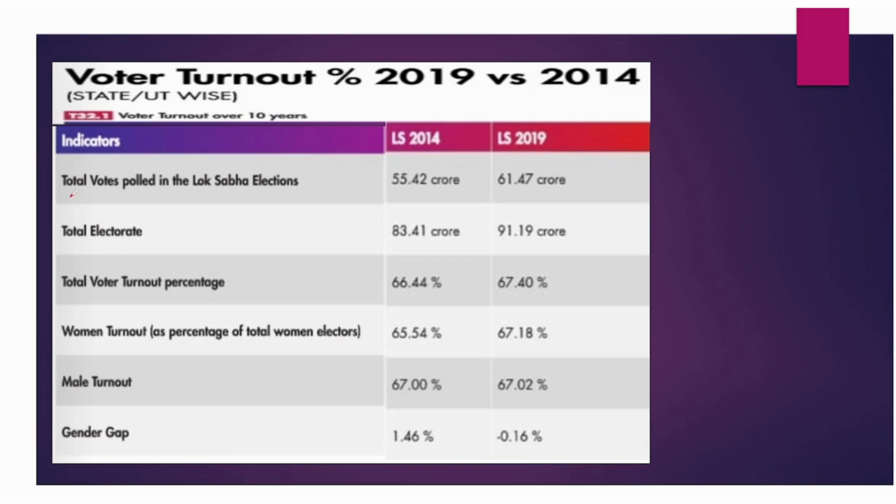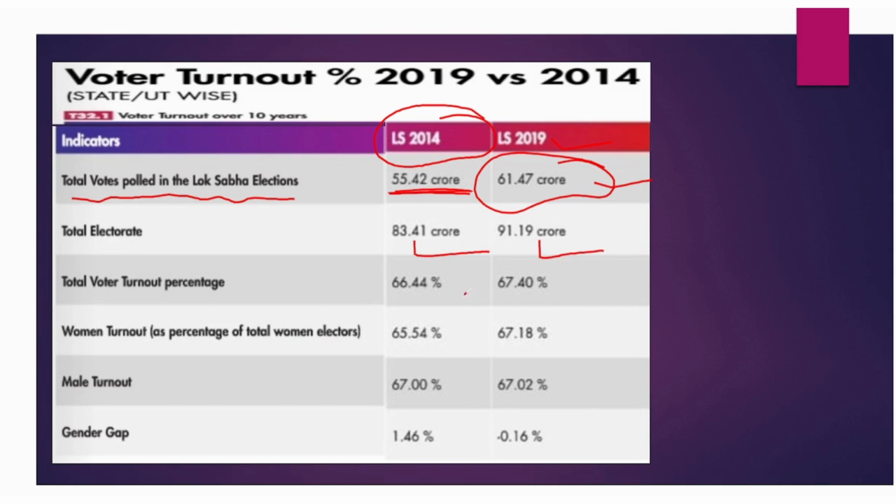This is the table regarding the total votes polled in Lok Sabha elections. During 2014, the total votes polled were 54.42 crores. But in 2019, there was an increase in voting, to 61.47 crore. There were 83 crore electorates in 2014, and 91 crore in 2019. In percentage, the voter turnout was 66.44 percent during 2014, and 67.40 percent during 2019. We can see the increase in the percentage of voting.